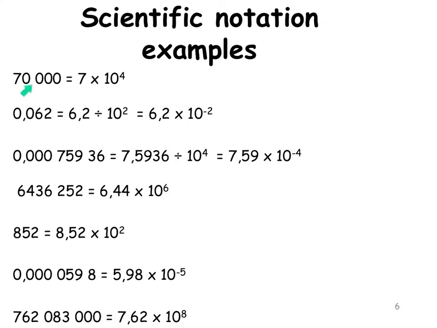So, what have you got? The 4 noughts here, so it's 7 times 10 to the power of 4. Move this comma 2 places over, times 10 to the negative 2. Move this comma over 1, 2, 3, 4 places, 10 to the negative 4. Here, I've got a big number. I'm going to move the comma back, 1, 2, 3, 4, 5, 6. So it's 6,44 times 10 to the 6th.